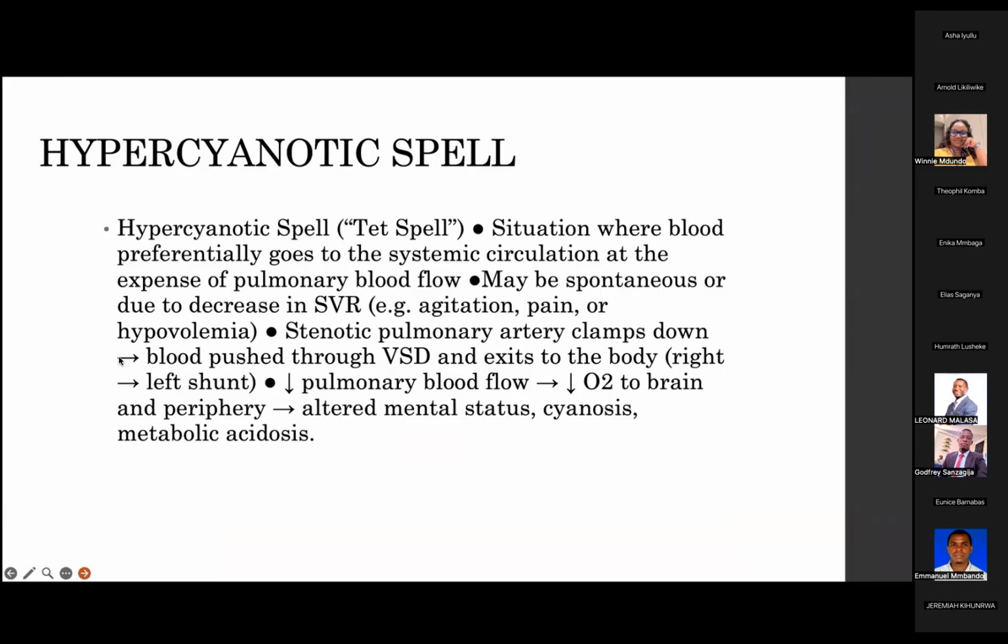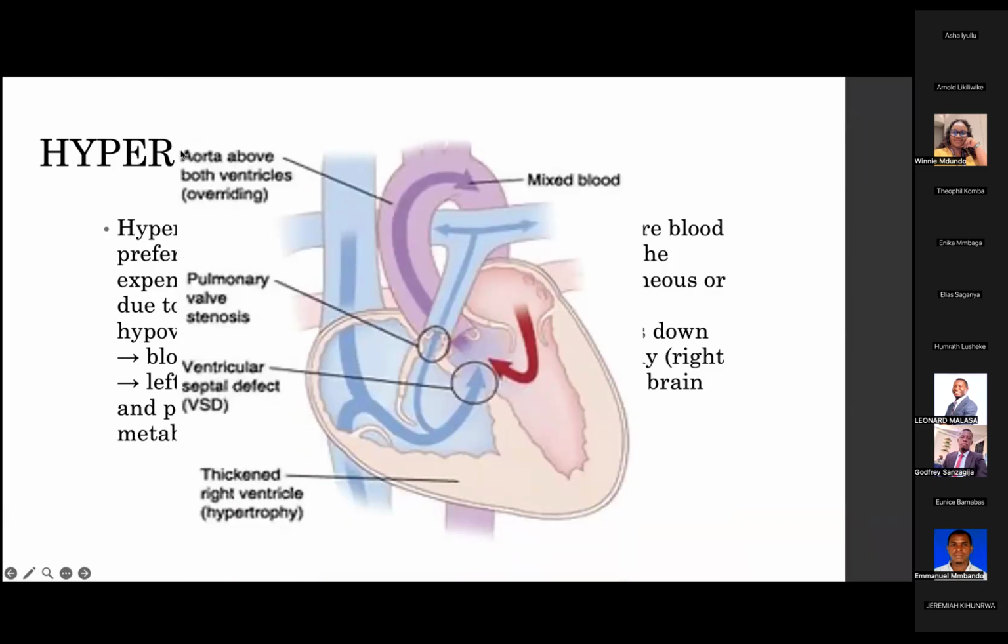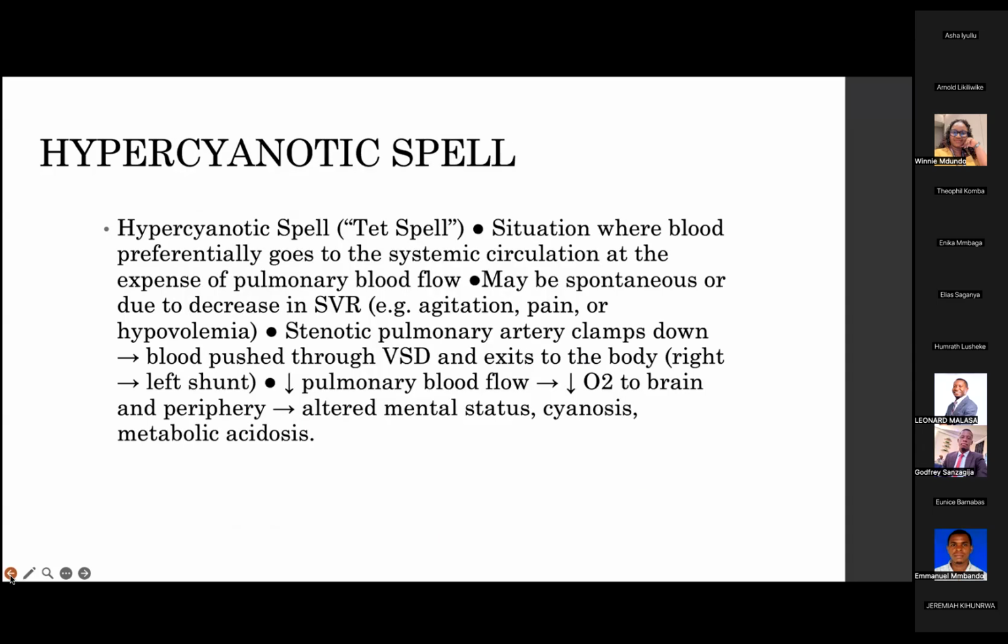And I think Moiz was going to take over and talk about TET spells. Okay, so these are the common patients we get at our emergency department at Muhimbili.